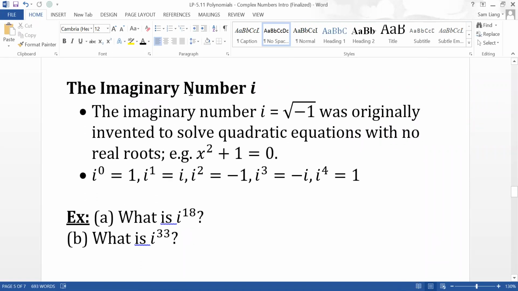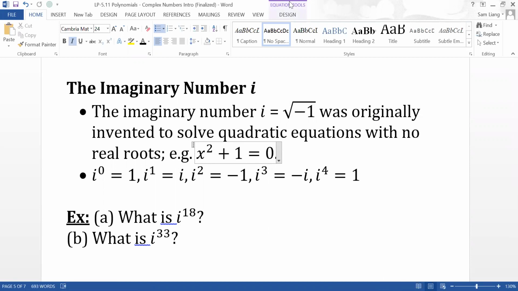All right, here's the imaginary number i. The imaginary number i is equal to root -1, the square root of -1. It was originally invented to solve quadratic equations with no real roots. For example, x squared plus 1 equals 0, right? Because if you subtract 1 from both sides, you get x squared equals -1. And then you take the square root.